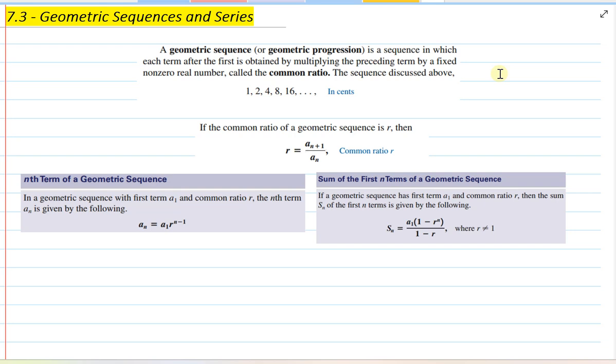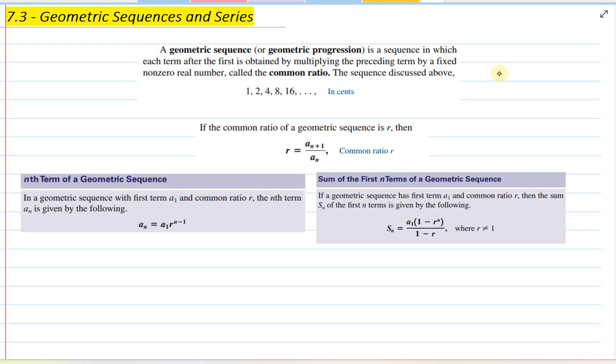Hello everyone and welcome to section 7.3. This section is on geometric sequences and series. In section 7.2 we looked at arithmetic sequences and series. The two attributes of the sequence and series, one of each, that we are interested in are as follows. One is the formula for the nth term, and the other is the formula for the nth partial sum.